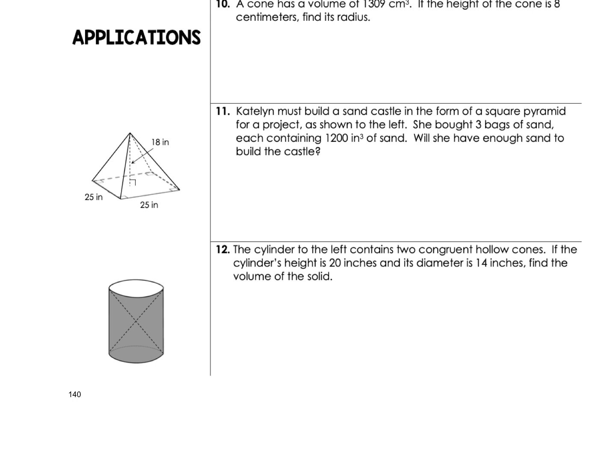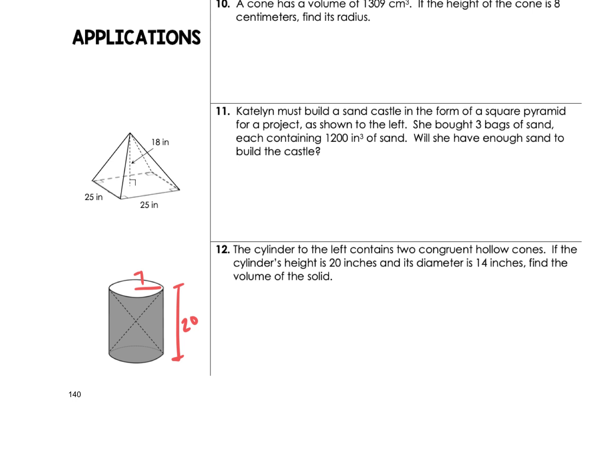The cylinder to the left contains 2 congruent hollow cones. So think of 2 ice cream cones, tip to tip, so the points together, and then you enclose it. Okay, so that's what the shape looks like. The cylinder's height is 20 inches, and its diameter is 14, so the radius is 7. Find the volume of the solid.